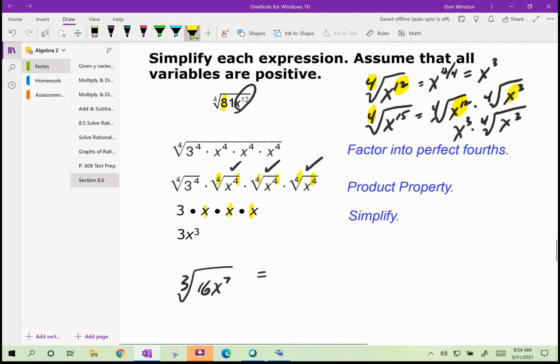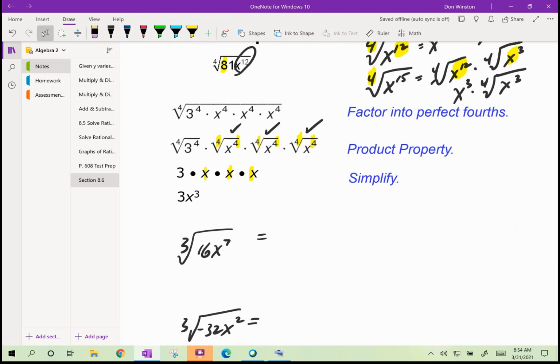Okay. Let's look at the next. Here I have the cube root of 16x to the 7th. So I would ask myself, what's the largest cube factor of 16? Well, that would be 8. So the largest cube factor of 16 is 8. So I would write this as the cube root of 8, because I know that the cube root of 8 is 2.